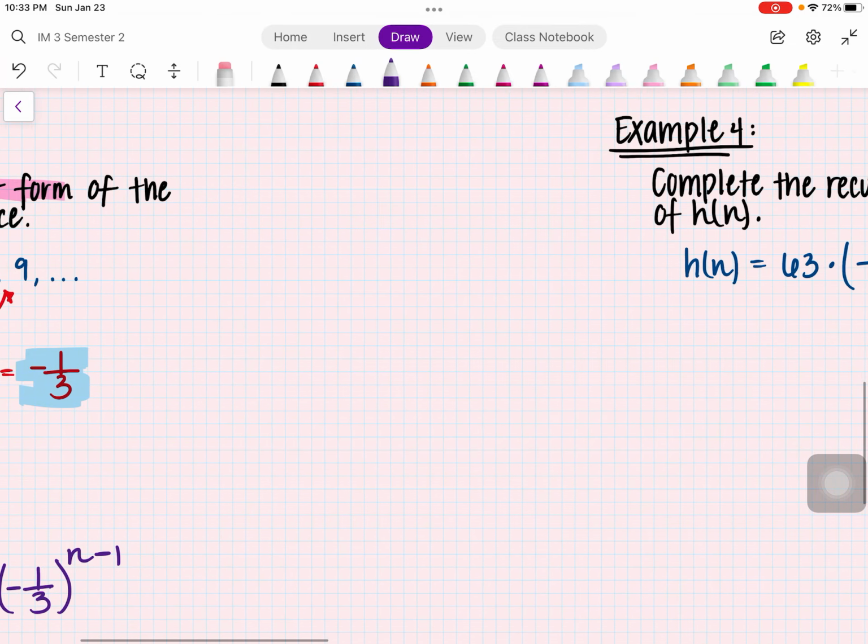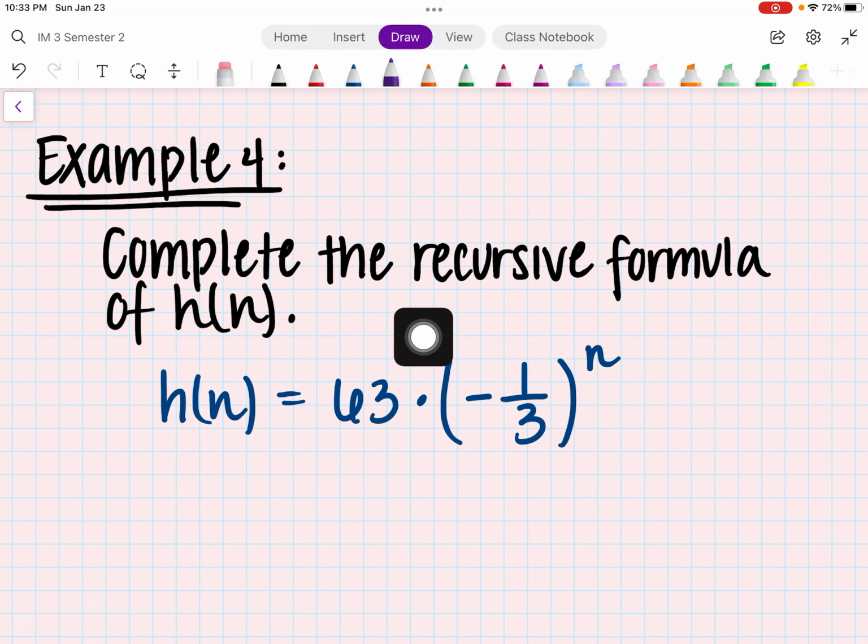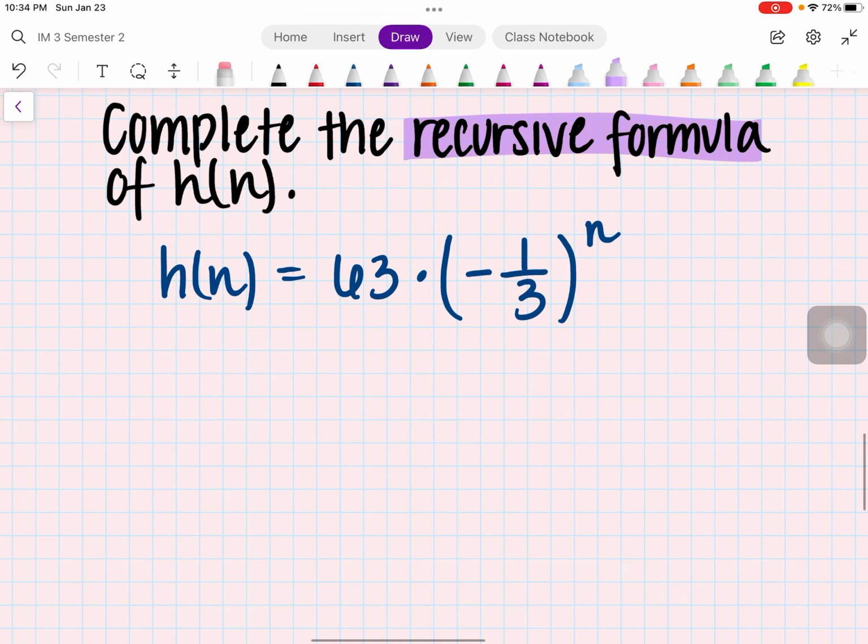Now, let's go ahead and take a look at our last example, guys. Last example. And in this case, it says complete the recursive formula of h of n. So in this case, guys, recursive formula talks about identifying your first term and the common ratio. So in this case, guys, I'm going to go ahead and get started here with the first term. So first term, or h of 1.